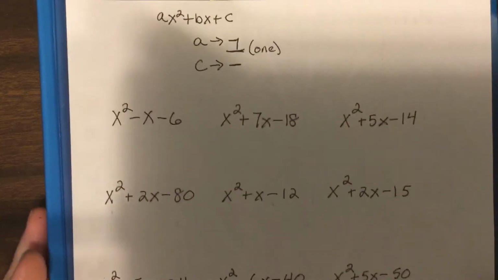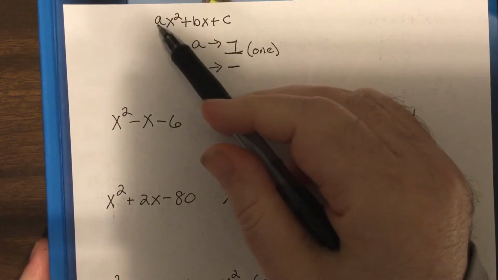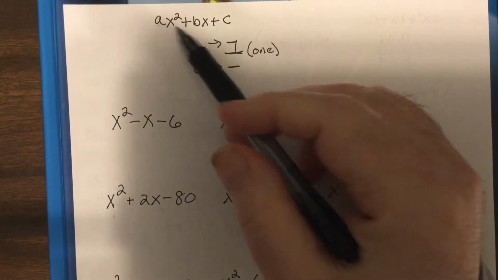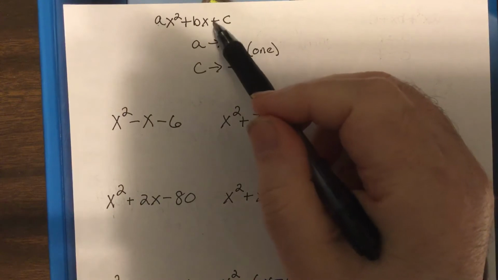Okay, this is part 2, where a is still 1. The first number, the coefficient of x squared, is still 1. Next week, we'll see what happens when it's not 1. Makes it much more challenging. And c is now negative.